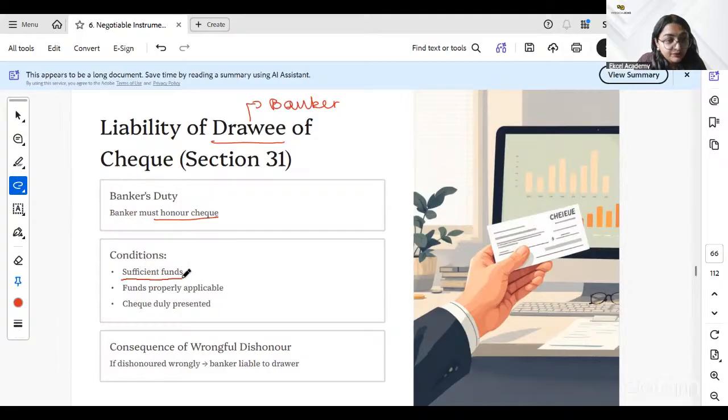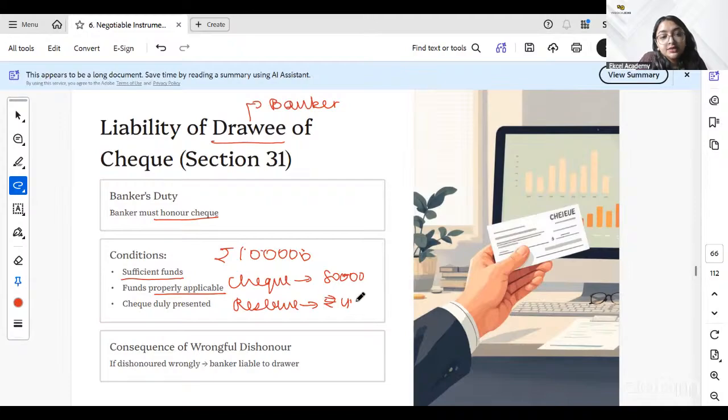There should be sufficient funds that are properly applicable. Let's say, for example, you have 1 lakh rupees available in your bank account, and the check is for say 80,000. On the face of it, yes, you have sufficient balance. But let's say the customer has told the bank that at all times there needs to be a balance of 40,000 available in my account. So what does that mean? Only 60,000 is actually usable, right? So it is not applicable, and in that case the bank may still dishonor the check.